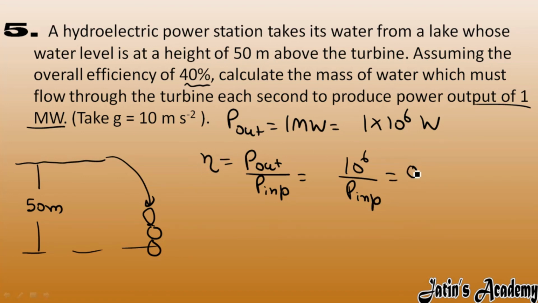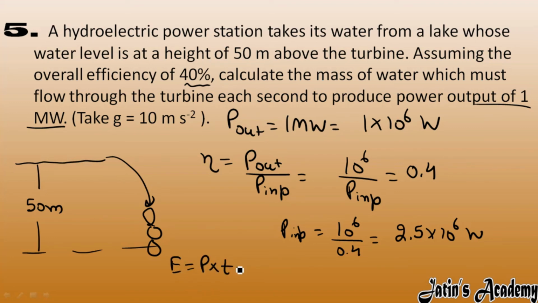40% means 0.4. So here power input, after cross multiplying, we got 10 raised to power 6 divided by 0.4, and this becomes 2.5 into 10 raised to power 6 watt. But this is the power input which is given by the water. We have to calculate the energy in order to calculate the mass. So energy we have is power into time. Power input we have calculated, that is 2.5 into 10 raised to power 6 watt into time.